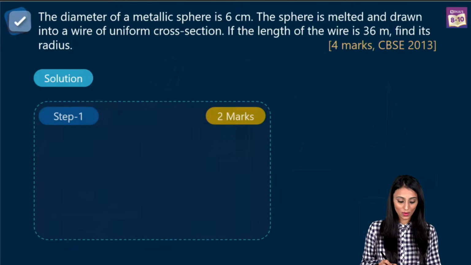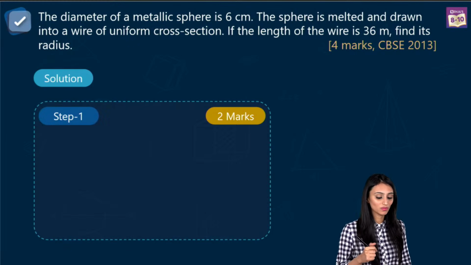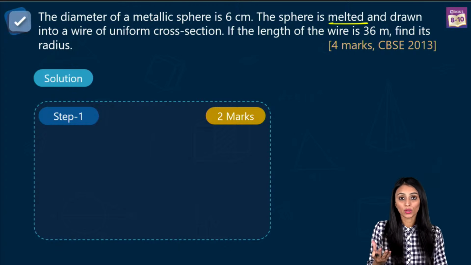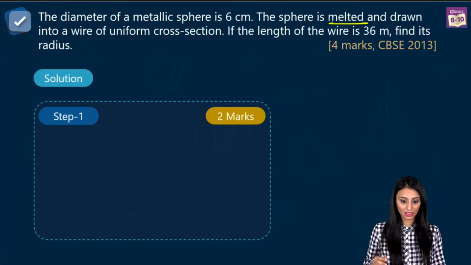Okay. Now to find this out, we know one thing. You remember I told you one thing. When you come across such words in the question, melted, drawn into, broken into, recasted, that means the volume remains the same. Keep this in your mind. Absolutely, volume of sphere would be equal to volume of cylinder, right?